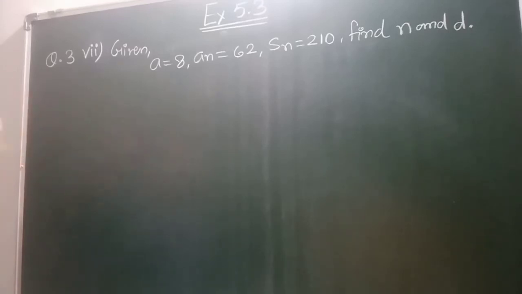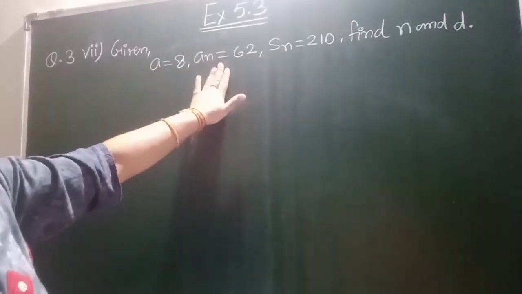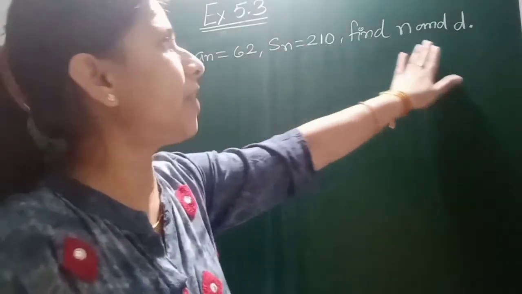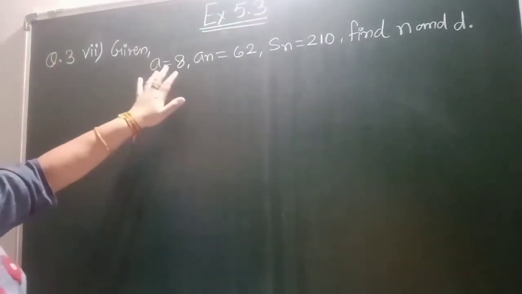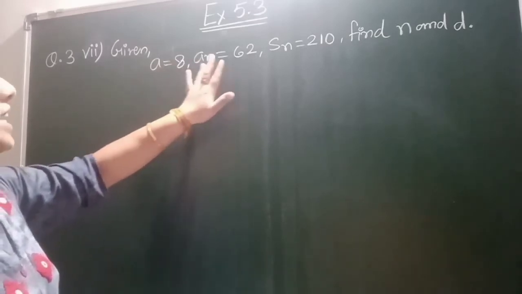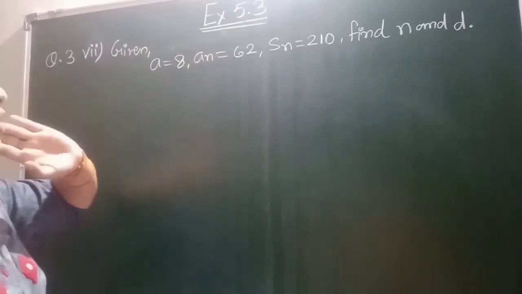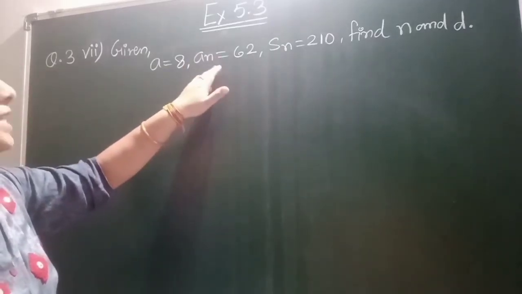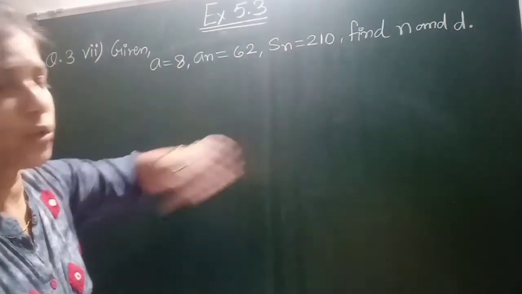Seventh part of this question is, what is given here? a equals 8, an equals 62, sum of n terms Sn equals 210, and then we have to find n and d. So from where we can start student? Because we are having the values of a and an. d is unknown, n is also unknown. Okay, it means we will start from an, then we will take Sn also.